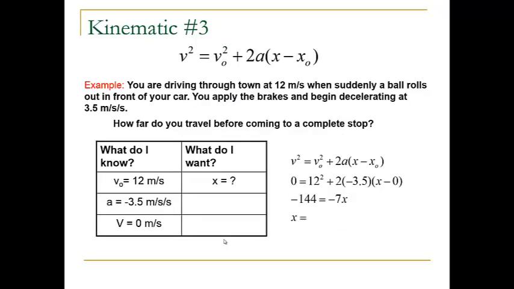Okay, then here's the third amigo. The third amigo is kind of on its own. The derivation of it is long, so I'm not going to show that to you. But here's an example of it. If you're driving a car through town at 12 meters per second, and suddenly a ball rolls out in front of your car, you apply the brakes and begin to decelerate at 3.5 meters per second. Again, you can use 3.5 meters per second or meters per second squared. Okay, as you go through that problem.